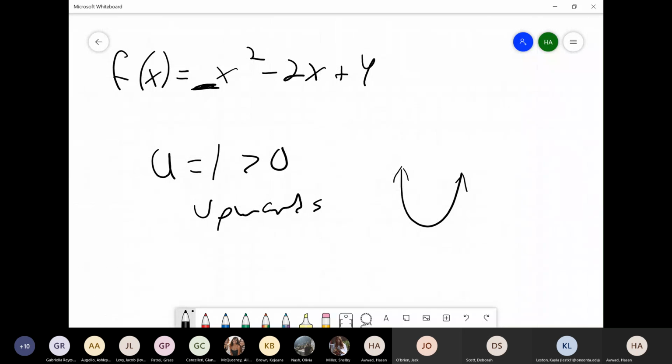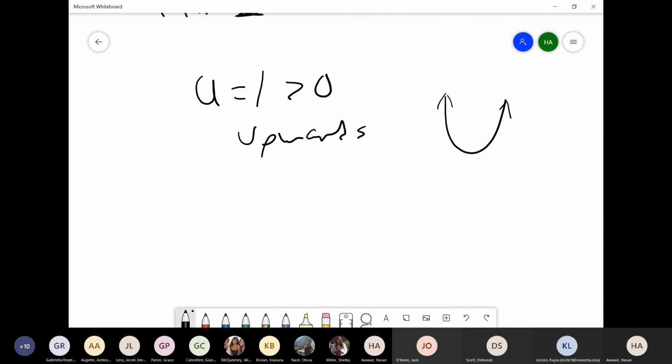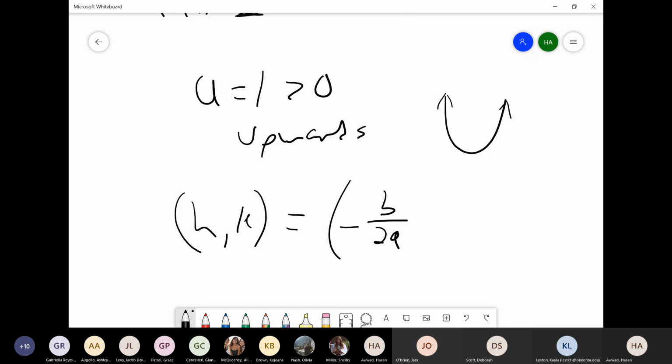Okay, so we figured out the first part, right? Now we know it's opening upwards. Next step is find the vertex. So the vertex, once again, is in the form of (h, k). And we know that we can solve for h and k, respectively, by doing the following. We find negative b over 2a first, and then after we find that, we plug that answer into our function. And whatever we get back out from our function, well, that's going to be our k.